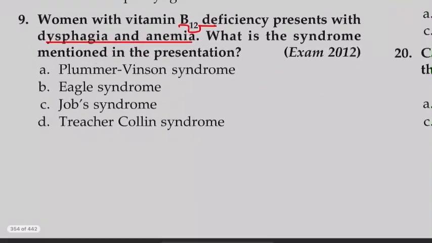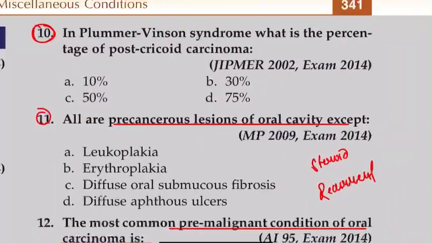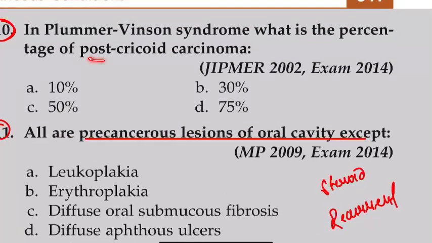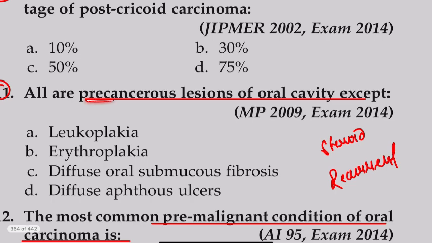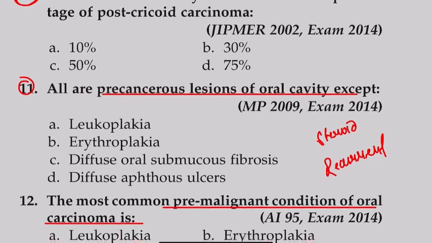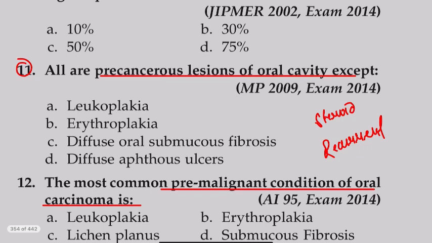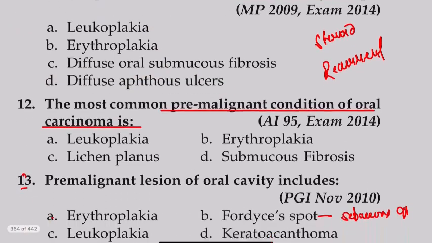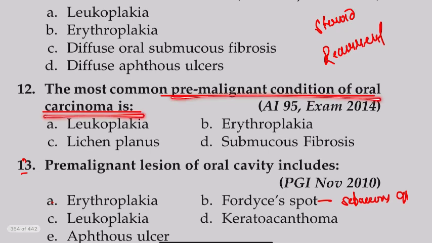Okay. Now, moving to the next question. Question number 10. In Plummer-Vinson syndrome, what is the percentage of postcricoid carcinoma? That is 10%, right? All are precancerous lesions of the oral cavity except. Diffuse aphthous ulcer is not a pre-cancerous lesion, right? All the others, leukoplakia, erythroplakia, diffuse oral submucosal fibrosis, are precancerous lesions. The most common pre-malignant condition of oral carcinoma is leukoplakia, right?